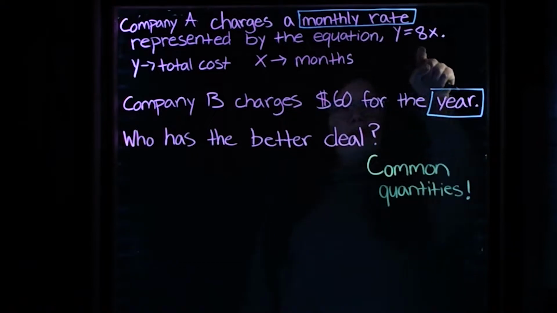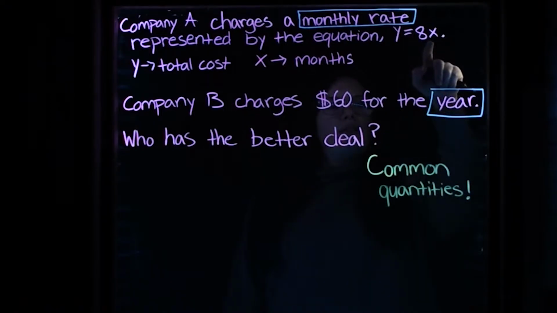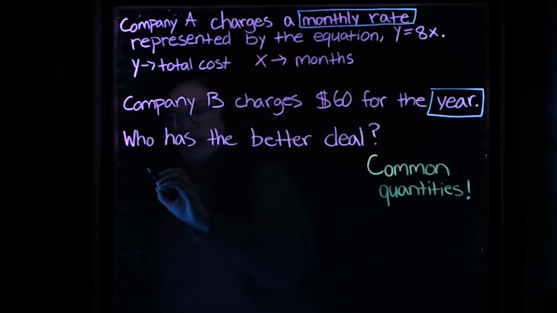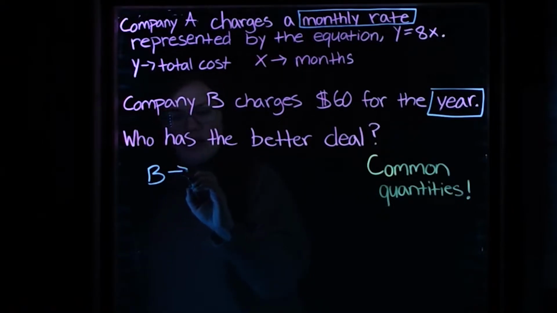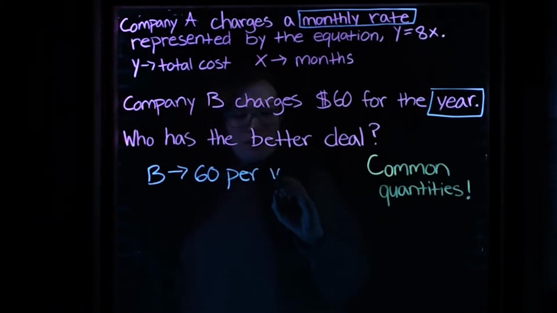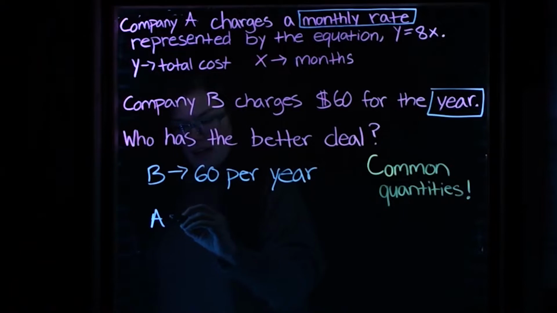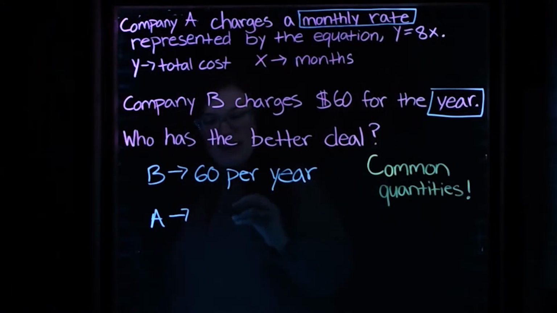So I have my equation, and for me that's the easiest to just use the equation. Now that one's per month. This one is per year. So I'm going to say B is 60 per year because I like to just see it out. And then A, I can go ahead and just use that equation.